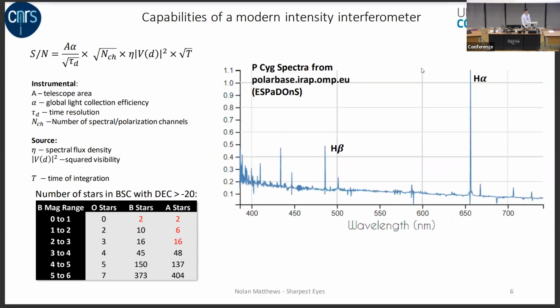Just as an example, this is a spectrum of P Cygni. If you look towards the blue, you have H alpha, which is very well studied in interferometry, but you also have many other hydrogen and helium lines, which you could potentially study.